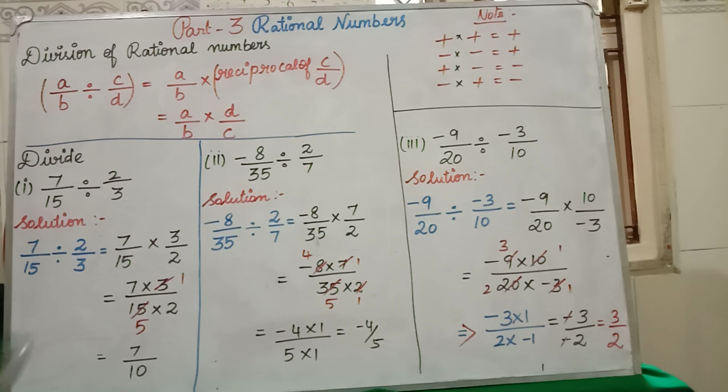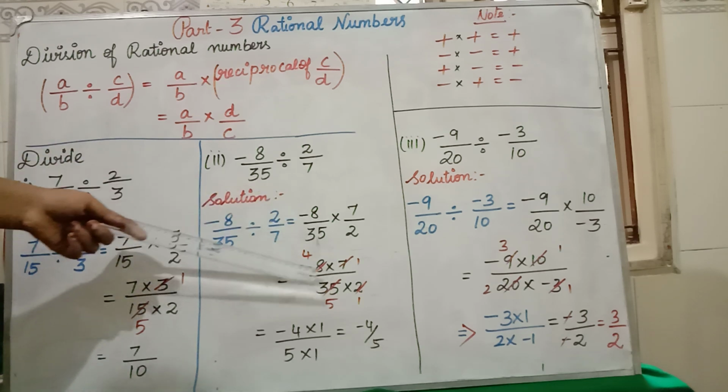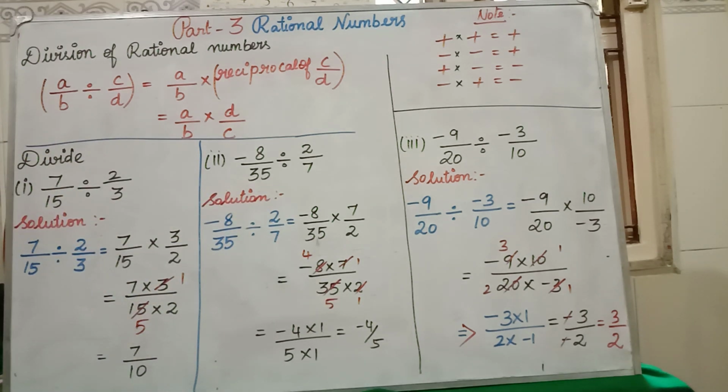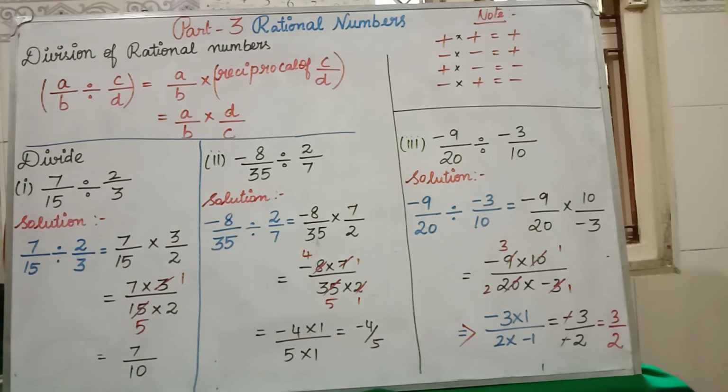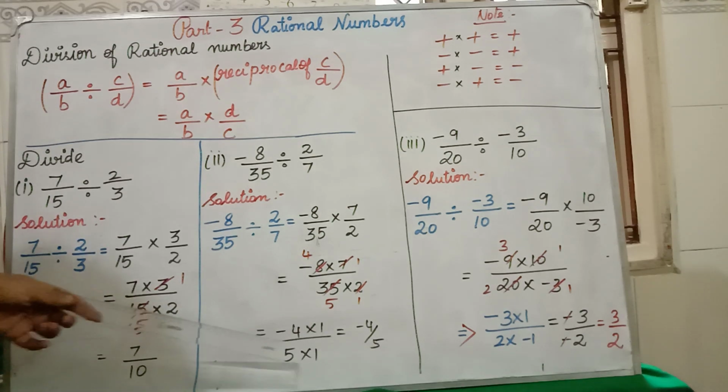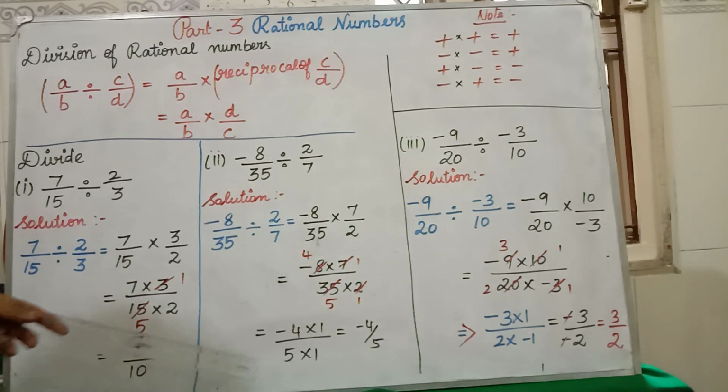Then what after? The product of two numbers is equal to product of numerator, minus 8 into 7, divided by product of the denominator, 35 into 2. After writing like this, you have to see if anything is getting cancelled. In 2 table 8, how many times? 4 times it will come. So I have written here 4. Similarly in 7 table 35 will come 5 times. So what is left in the numerator? Minus 4 into 1 divided by 5 into 1.